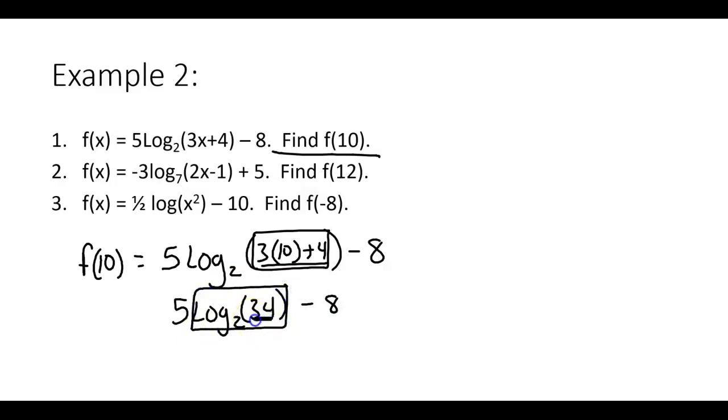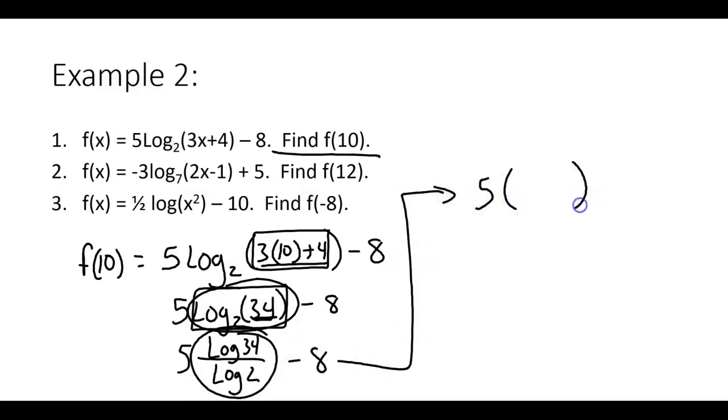Now, what power would I have to raise 2 to in order to get 34? Well, you can't. There's no nice number that you could raise 2 to in order to get 34. So for that, we need to do change of base. Log base 10, so I can use my calculator. 34 goes on the top, 2 goes on the bottom. So what I've done is I've changed this into this so that I can use my calculator.